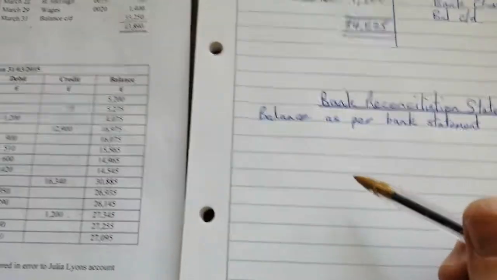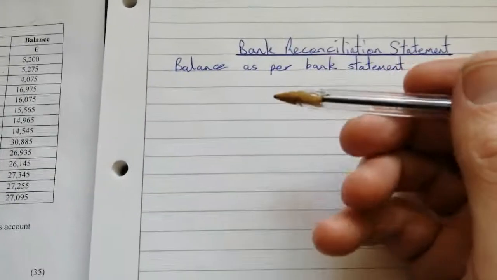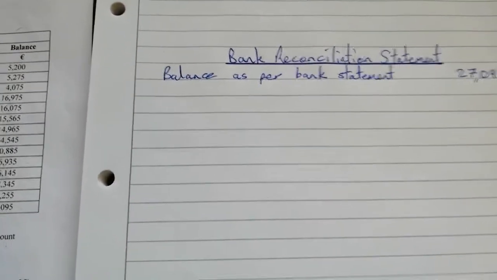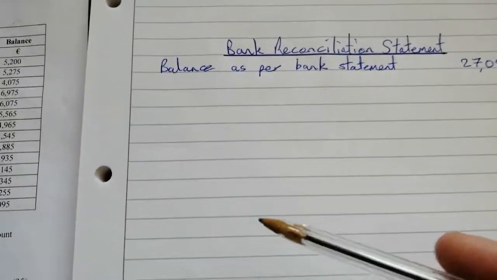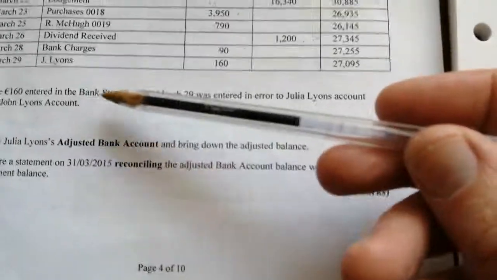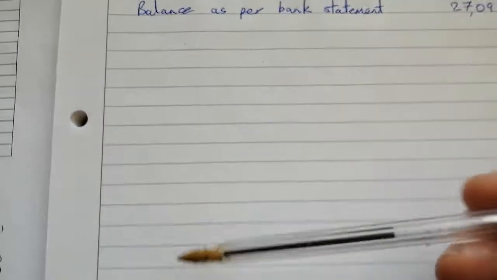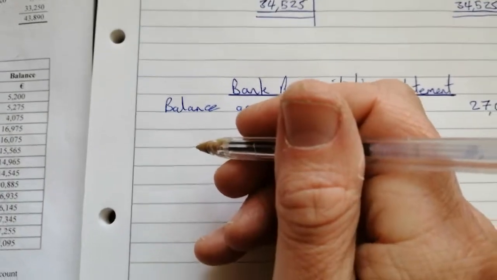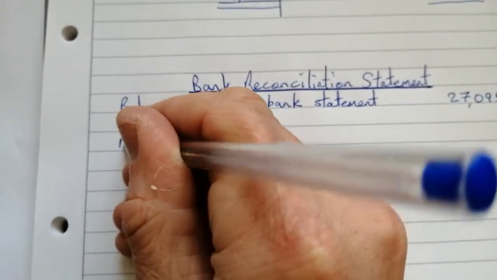27,095. Okay, and then what we're going to do is add something, and then subtract some things, and then again either add or subtract depending on what we have to do for this error down here. So there's actually three parts as opposed to the two parts you get in the suspense accounts. So the first thing we're going to say is add.